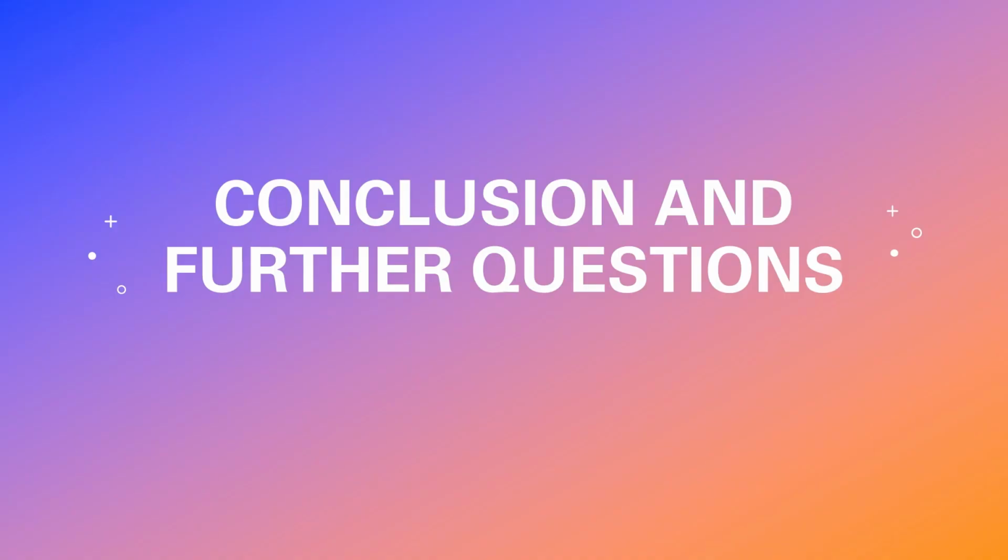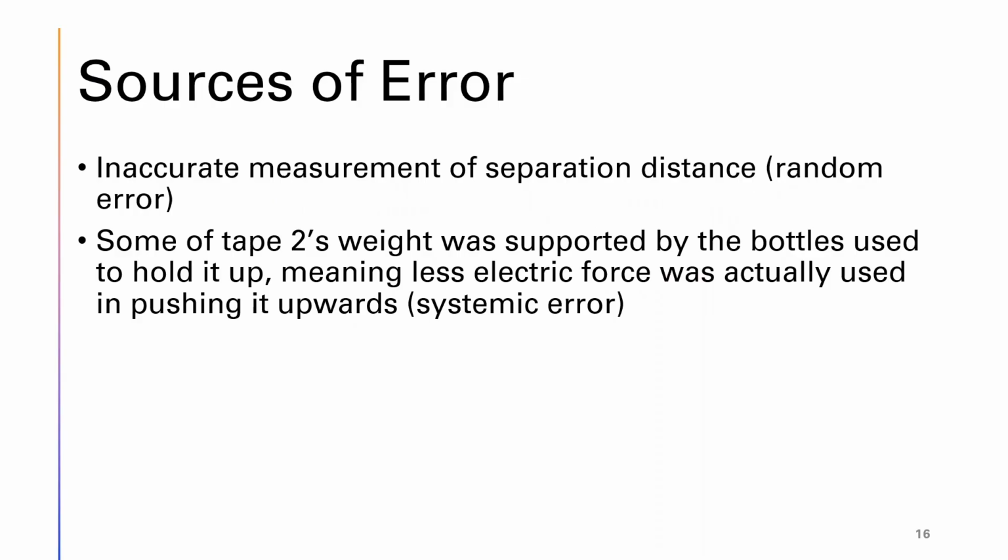Possible sources of error include inaccurate measurement of the separation distance between the two tapes, which would be random error, and also some of tape 2's weight was supported by the bottles used to hold it up, meaning that less electric force was needed to push it upwards, which would have been a systematic error.